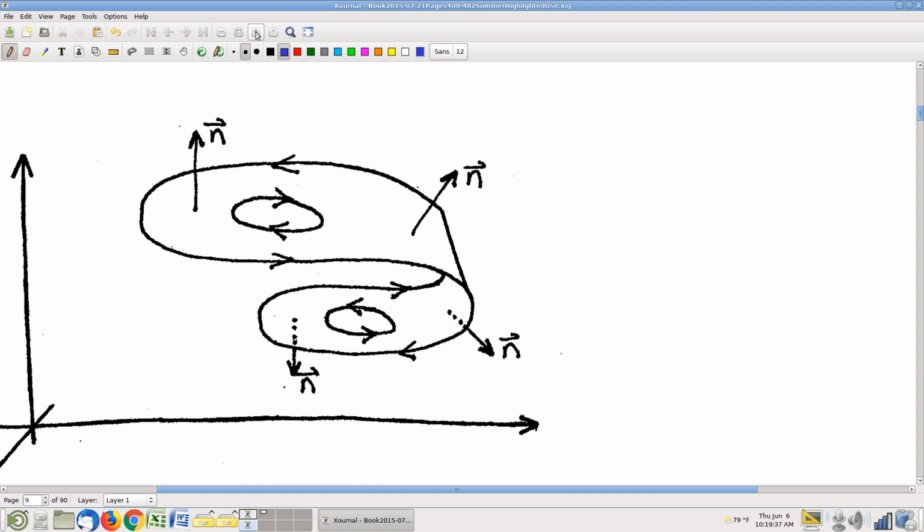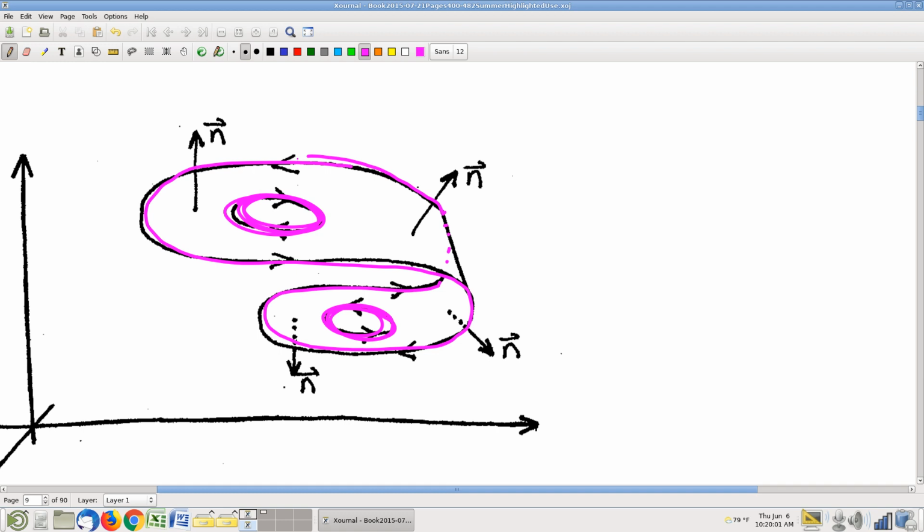One of the boundary curves is that. Here, let me use a better color. One of the boundary curves is that. One of the boundary curves is that. And one of the boundary curves is that. So let's think through now.